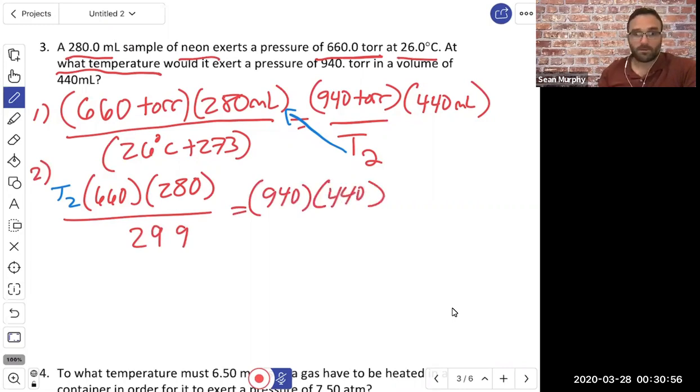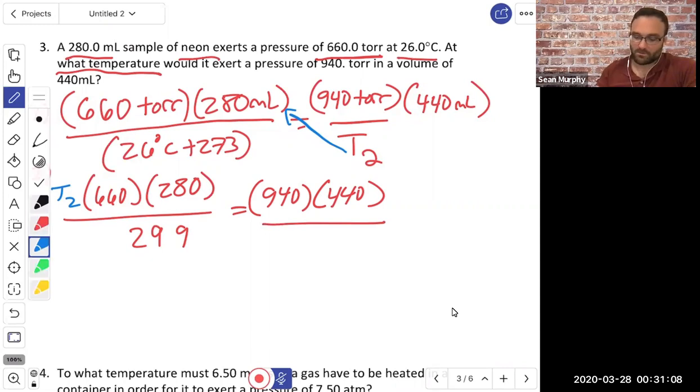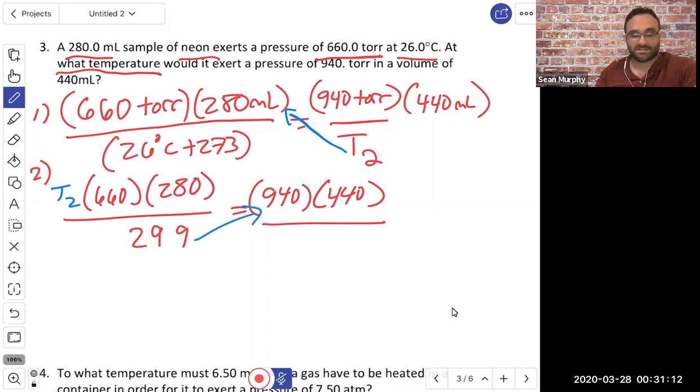Now I have T that I need to get by itself. Where is 299 gonna go? 299 is gonna go up to the top. What about 660 and 280? Where are those gonna go so that I can get T by itself? Both of those are gonna go to the bottom. So let me rearrange my formula to make it look a little bit nicer. And you're gonna get pretty good at moving the checkerboard around.